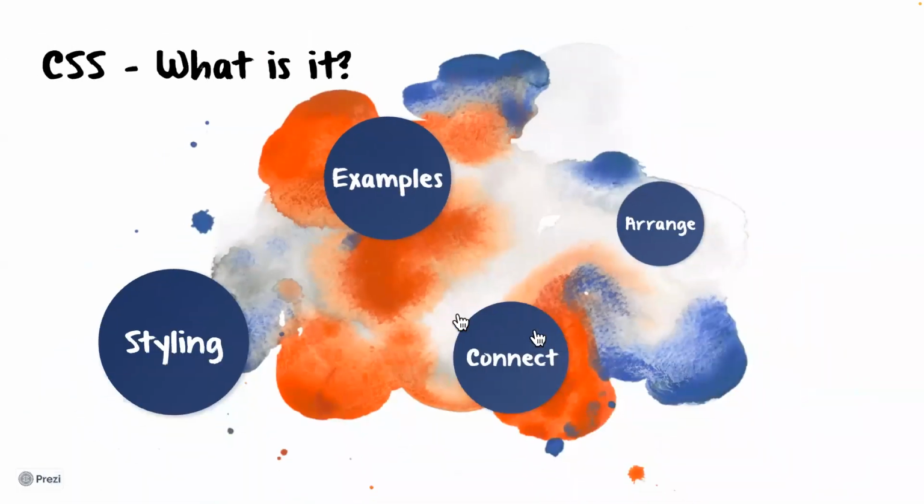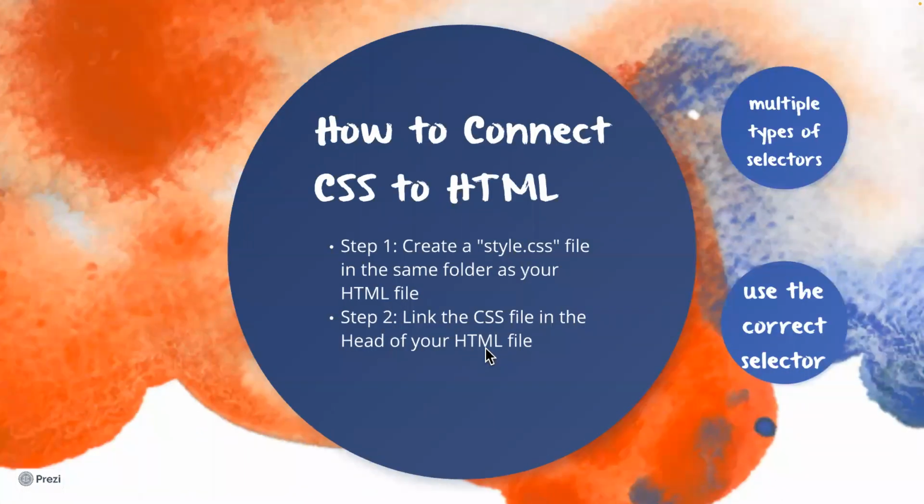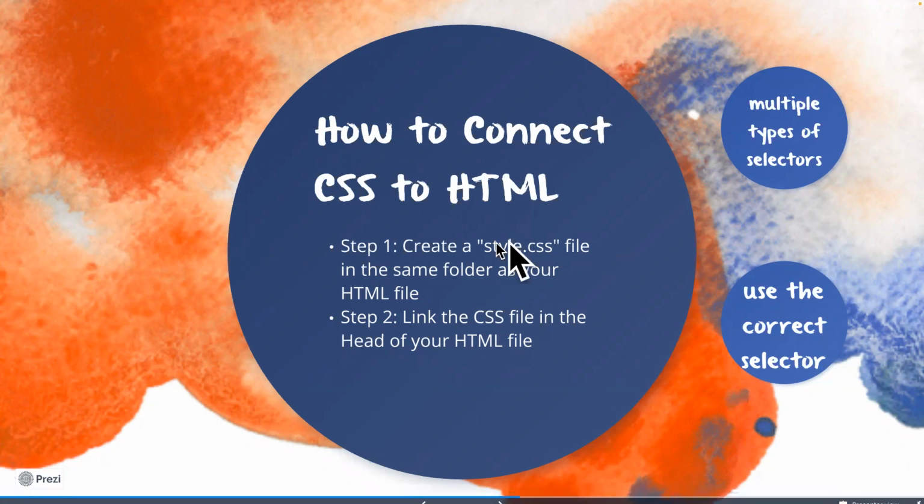And so how do we apply CSS now to our HTML? Let's look at how we can connect it. All right. Step one is to create the CSS file. So you want to create a style.css file in the same folder as your HTML file. This is not an absolute rule, okay? But for now, this is how we're going to do it. And then in the head of your HTML file, we're going to create that link, okay? So after this slide presentation, I'll show you exactly what I mean.